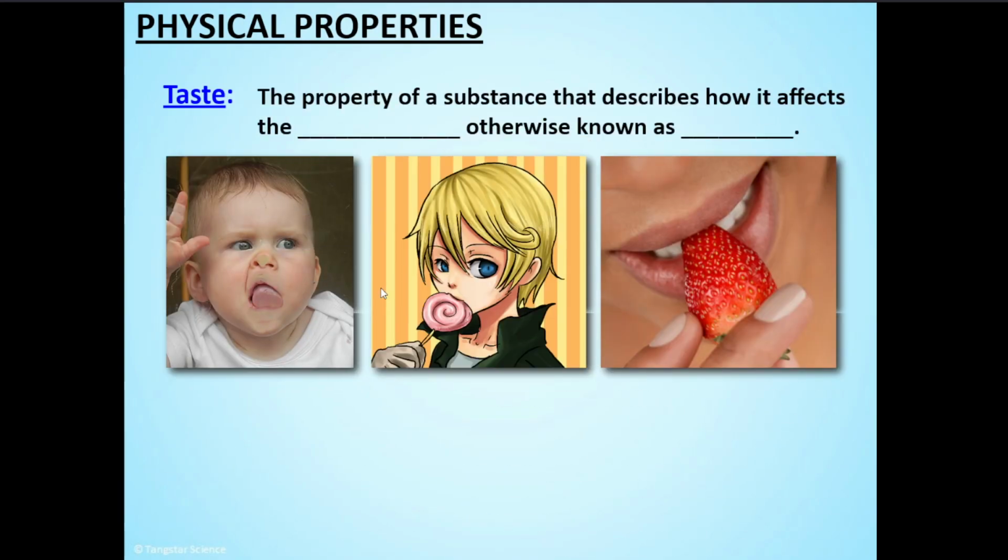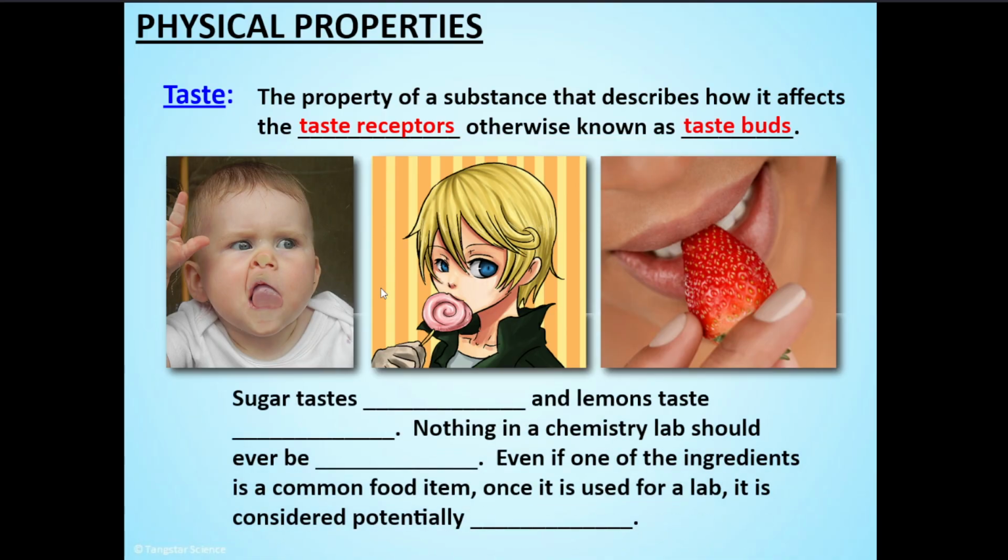Next one, taste. Taste describes how a substance affects our taste receptors, or our taste buds. Sugar tastes sweet, lemons taste sour, and nothing in a chemistry lab should ever be tasted. Even common food items could be contaminated in a lab setting.